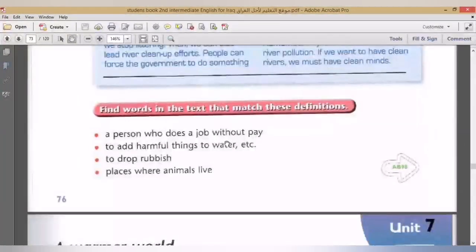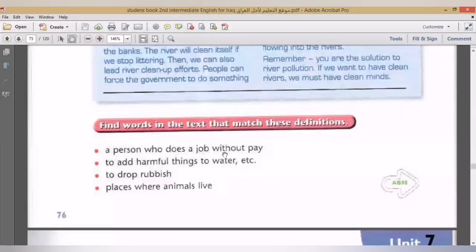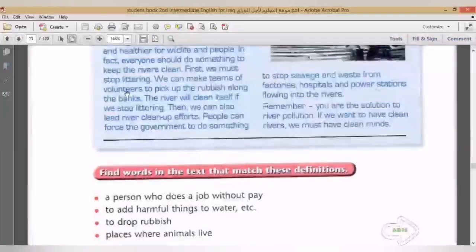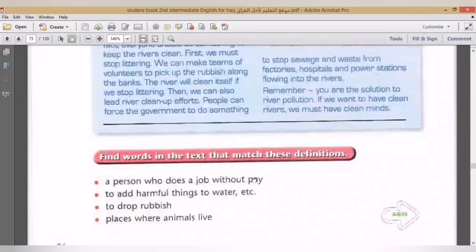So now let us find these words. 1. A person who does a job without pay. 2. To add harmful things to water. 3. To drop rubbish. 4. Places where animals live. We have certain words which mean these things. So, can you find such words in the text? I'm going to tell you. We have a word in the text which is volunteers. A volunteer is someone who does a job without pay. Volunteer. You can see it, right?